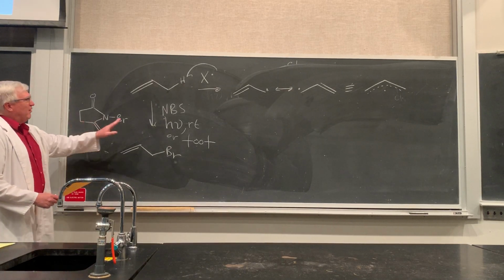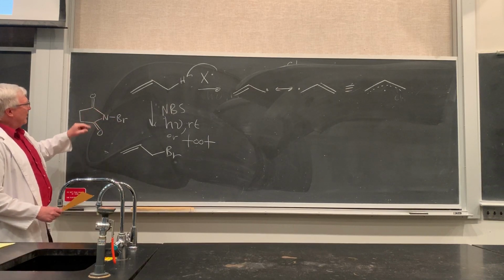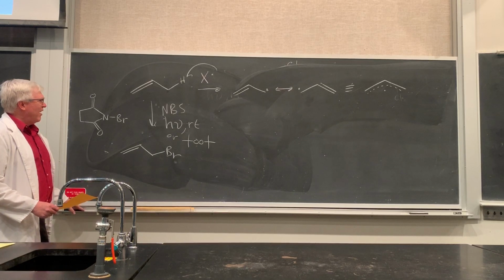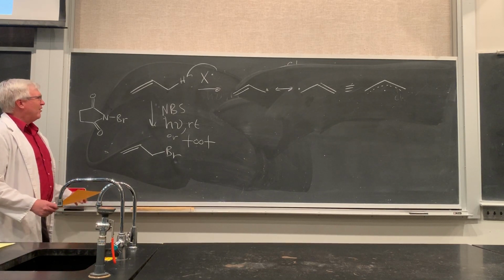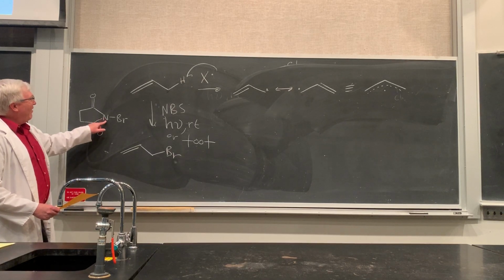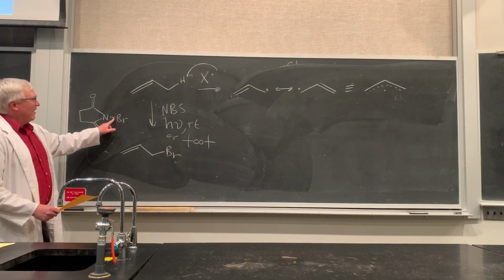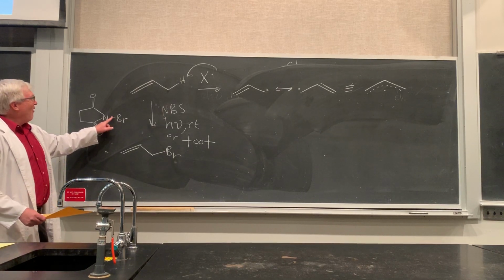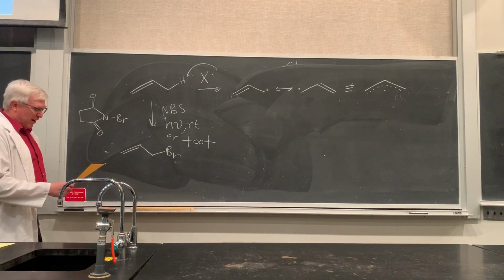NBS, don't worry about the succinimide. It comes from succinic acid, which is the dicarboxylic acid with four carbons, a metabolite we'll see later on in biochemistry. It's in the citric acid cycle. But right now we have the nitrogen-bromine bond that can be broken either heterolytically, when we did a halohydrin reaction, or homolytically under these radical conditions. So we'll have to modify the mechanism of how we deal with that.